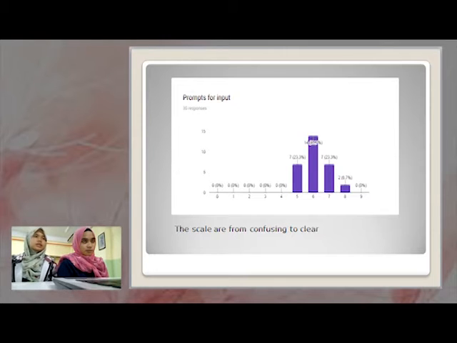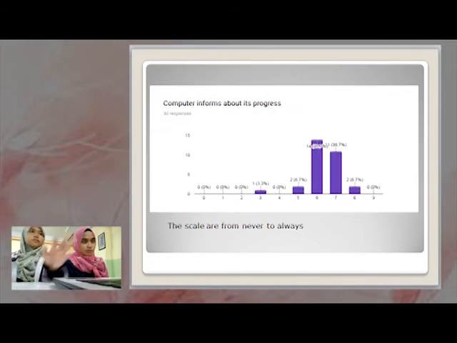Okay, the next is prompts for input. The scale is from confusing to clear. The scales that respondents chose are 5, 6, 7, and 8. The majority put on scale 6, about 14 out of 30 respondents.